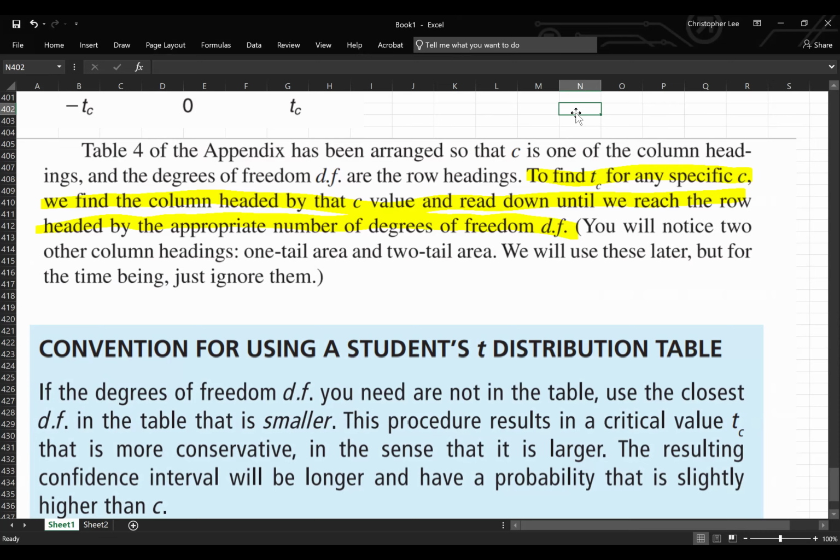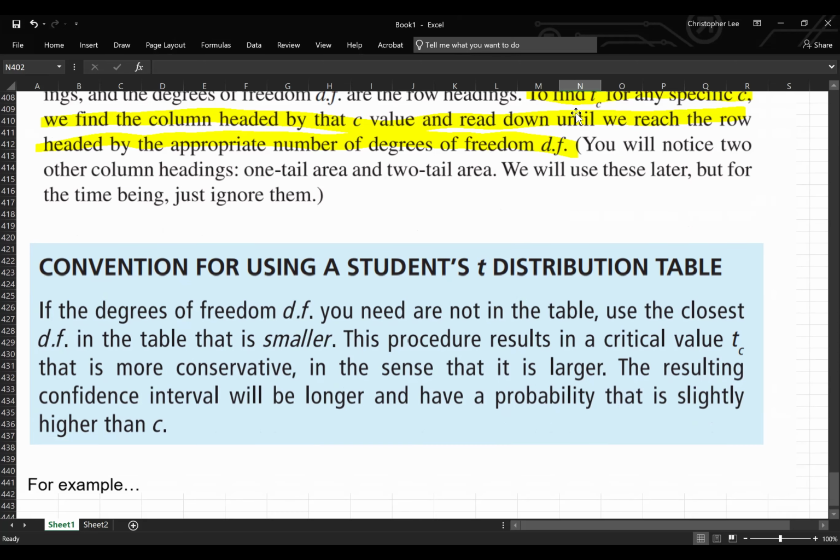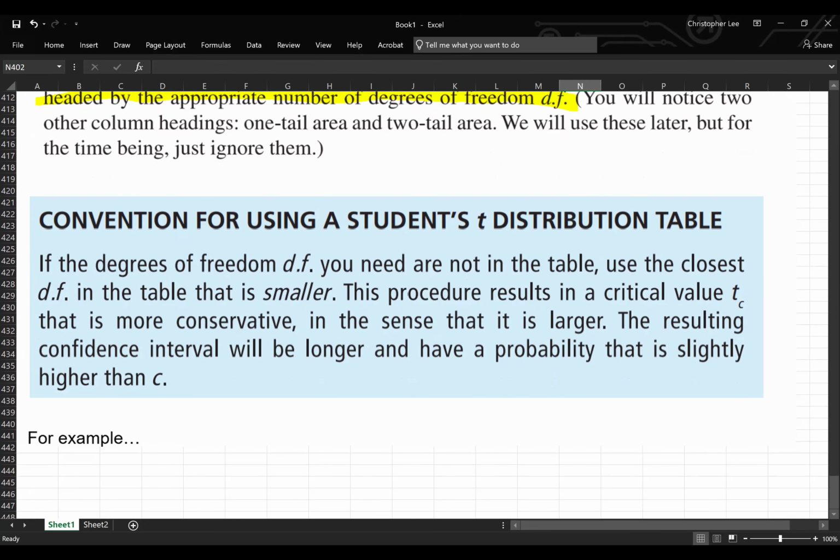Right. So Table 4 of the appendix has been arranged so that the confidence level is one of the column headings, and the degrees of freedom, df, are the row headings. So to find t critical for a specific confidence level, we find the column headed by the confidence level and read down until we reach the row headed by the appropriate number of degrees of freedom. Right. So you will notice 2 other column headings, one tail area, 2 tail area. We'll use those later, but for the time being, just ignore them, right? So let me take y'all to the formula sheet so y'all can take a look at what I'm talking about.